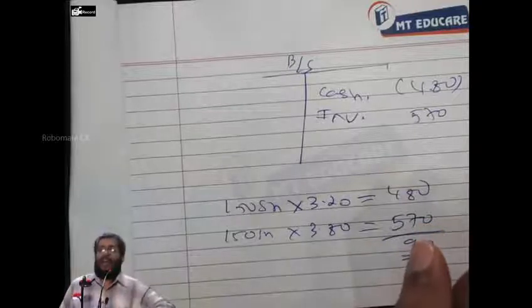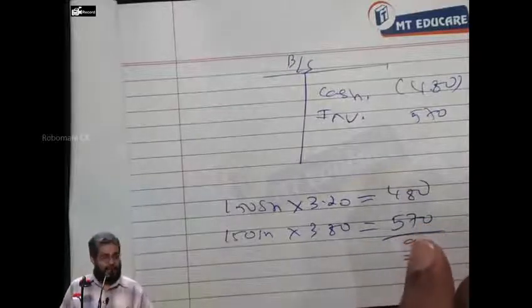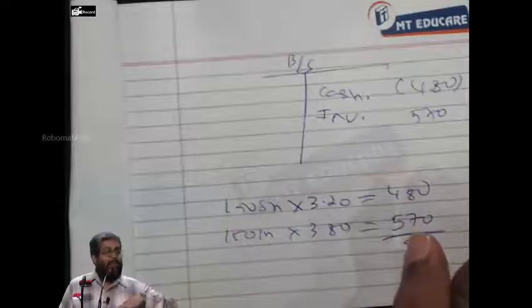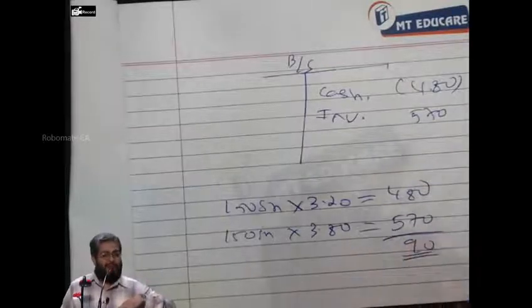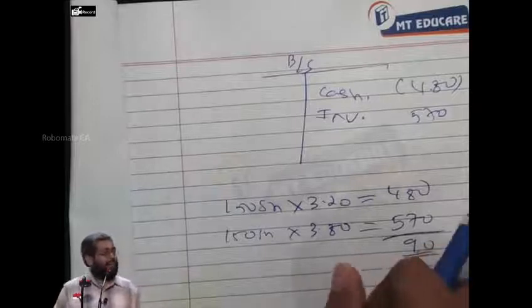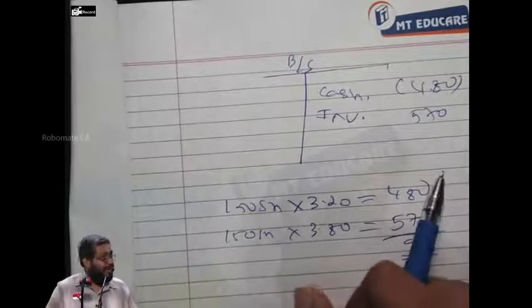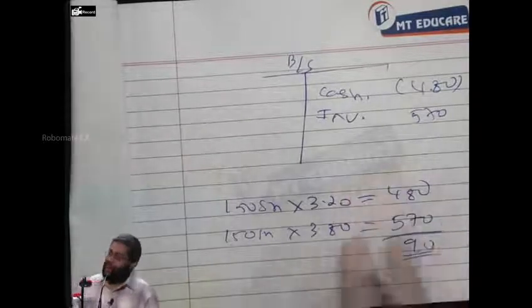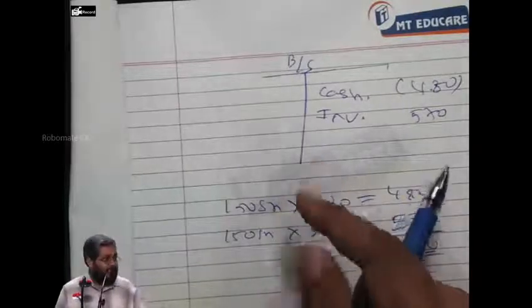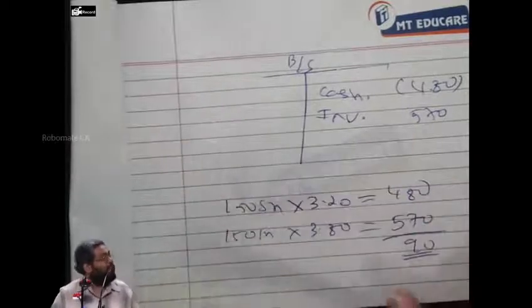I put those 150 shares in my pocket. Now my pocket is heavier or not? 480 went out, but what came in? 570, because I purchased a share worth 3.8 for 3.2. I'm making 60 paise of increased wealth there. Yes or no? In that case, my wealth goes up by another 90 rupees due to cash replacing a higher value share. Yes or no?